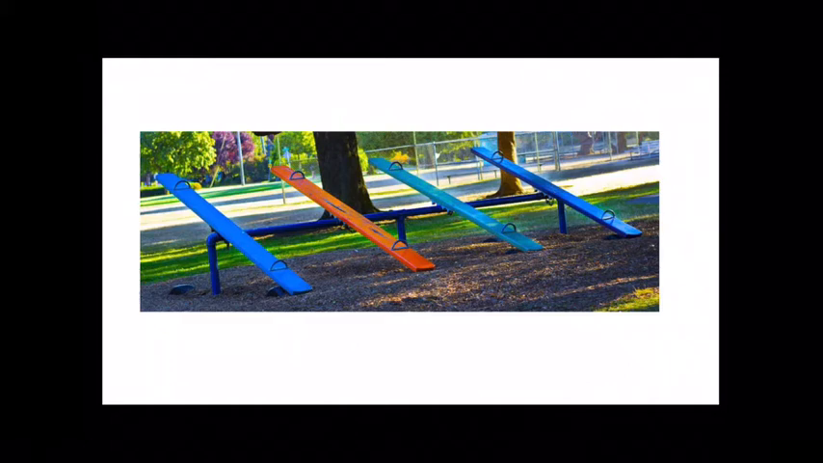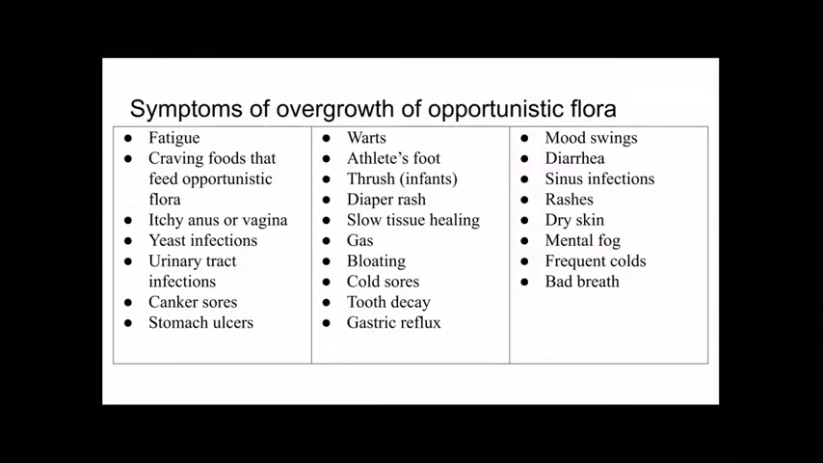We don't want harmful flora that doesn't belong in the body at all. And we want the tissues of our body to support the correct balance that is going to maintain health for us. So let's take a look here at symptoms of overgrowth of opportunistic flora.